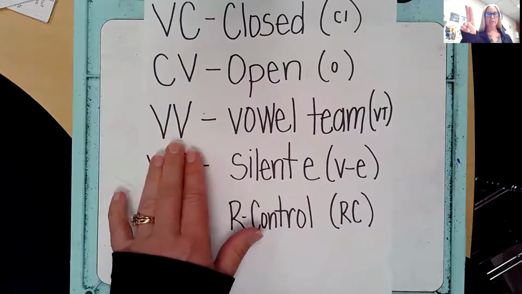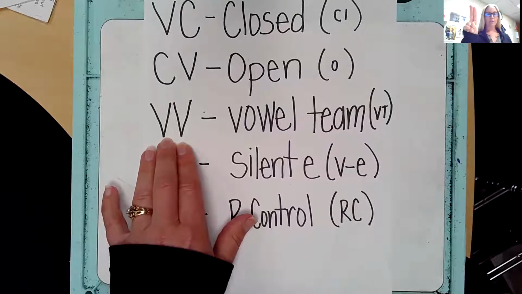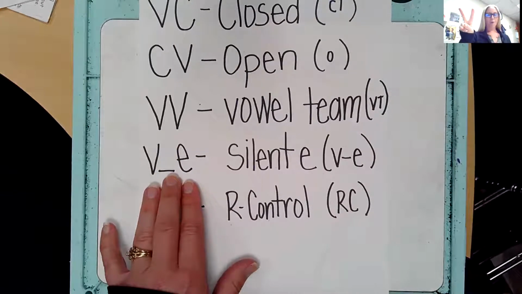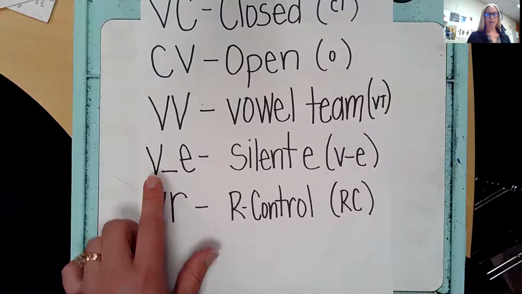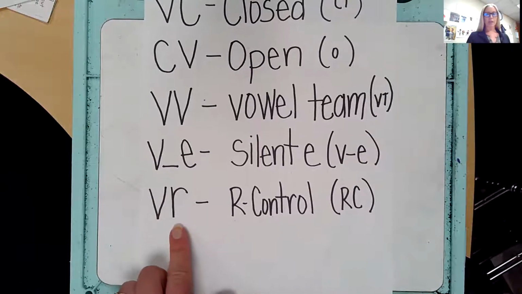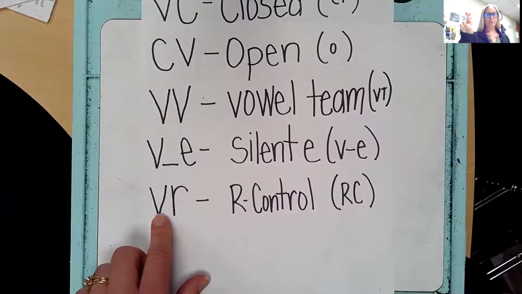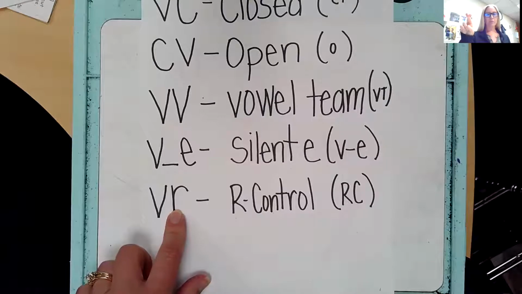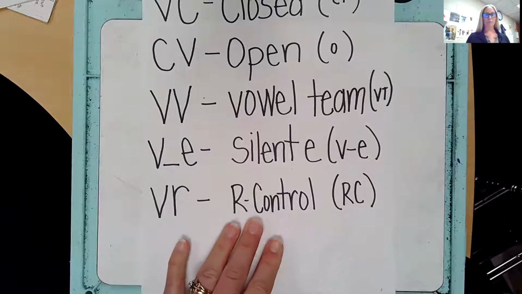If we have 2 vowels right next to each other, we call that a vowel team. And that vowel team, those 2 vowels together, make one sound together. We also have vowel, consonant, silent E. When we have that, it makes the vowel in the middle tell its name, or say the long sound. Our last syllable type is R control. When we have a vowel and immediately following the vowel is an R, we have an R control, and we've been learning all of the different sounds that R control vowel can make.